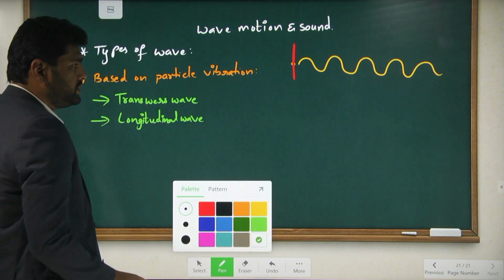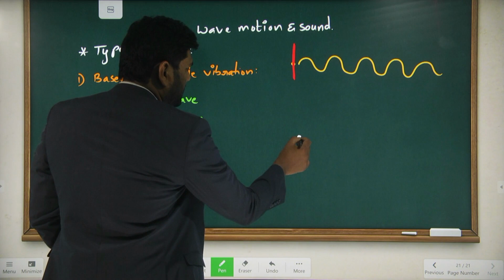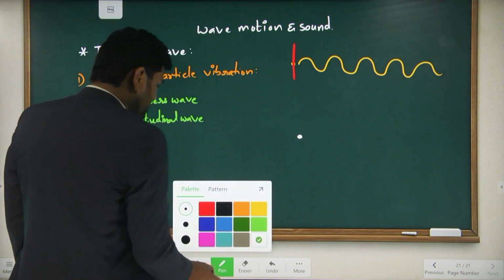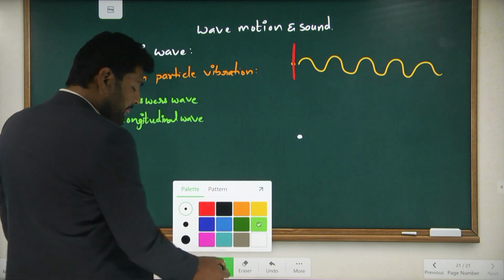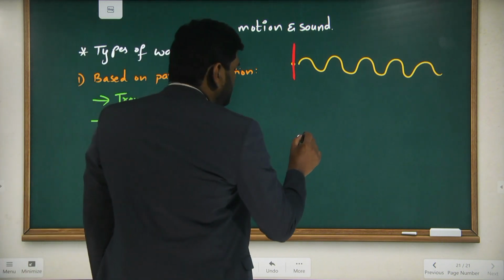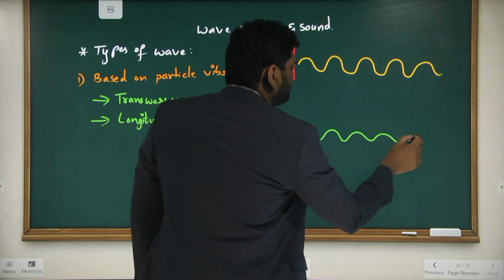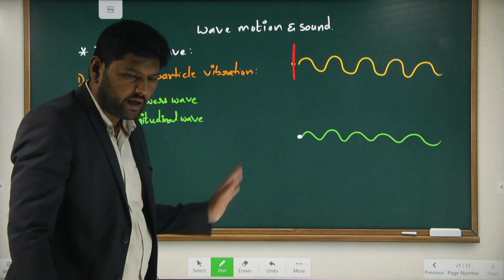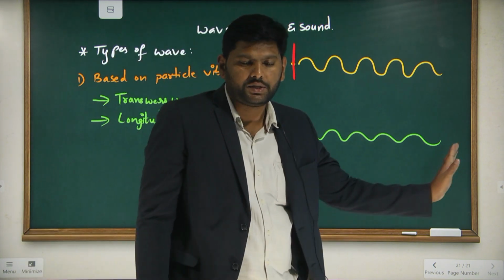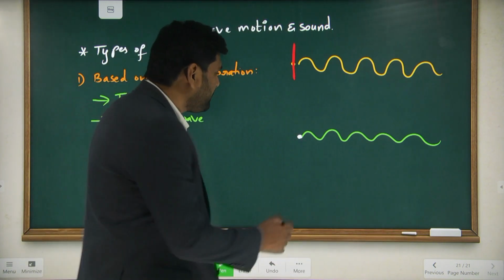The next thing is longitudinal wave. What is this longitudinal wave? Again, this is a particle, and due to this the particle is now vibrating. When the particle is vibrating this way, you are having the wave, and this is the wave motion, the wave moving in this direction.